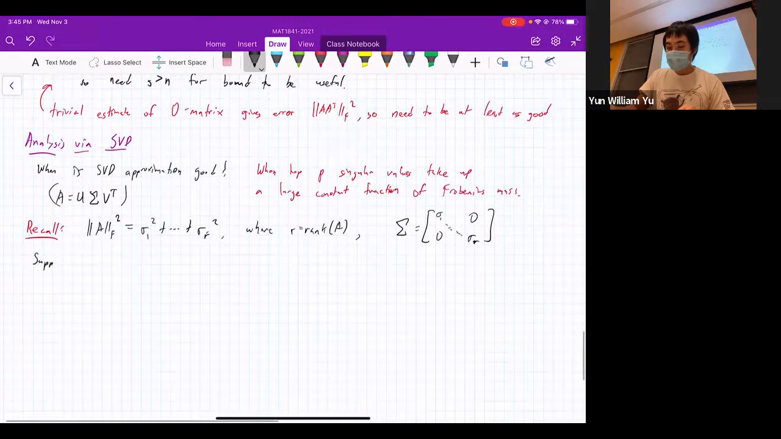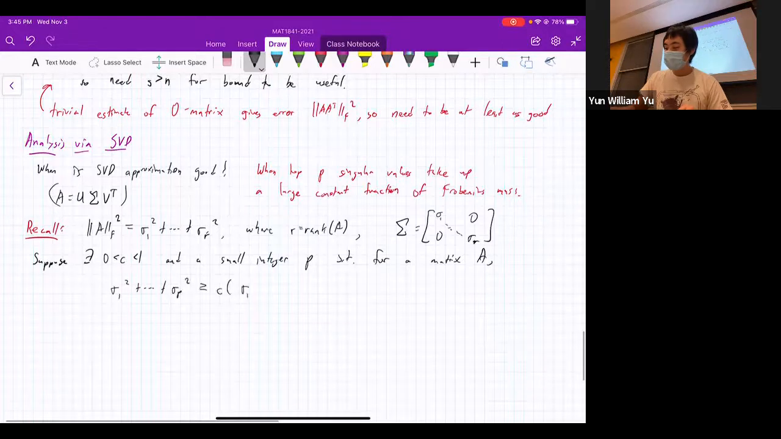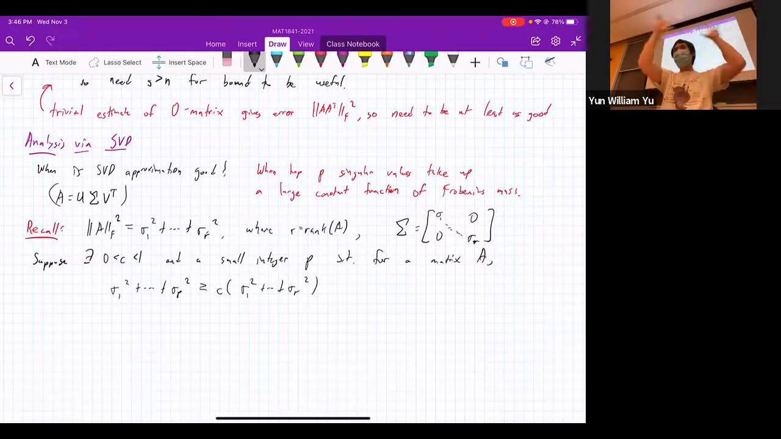So now let's suppose that there exists some C greater than 0 and less than 1, and a small integer p, such that for a matrix A, sigma 1 squared plus dot dot dot plus sigma p squared is greater than or equal to C times sigma 1 squared through sigma r squared. Basically what we're saying is that the first p singular values take up mass fraction C. So C is some fraction, and we want this to be a relatively big fraction, but the first p singular values take up a C fraction of the Frobenius mass.